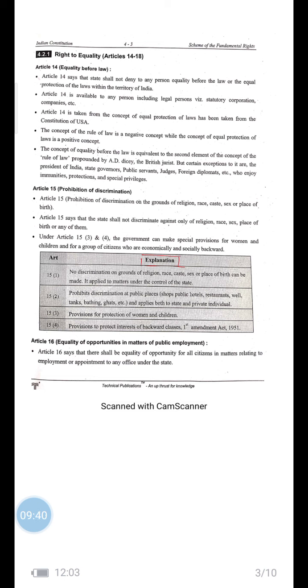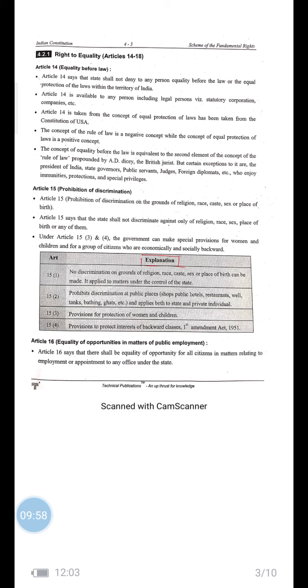So Article 15 is a prohibition of discrimination on the ground of religion, race, caste, sex or place of birth.